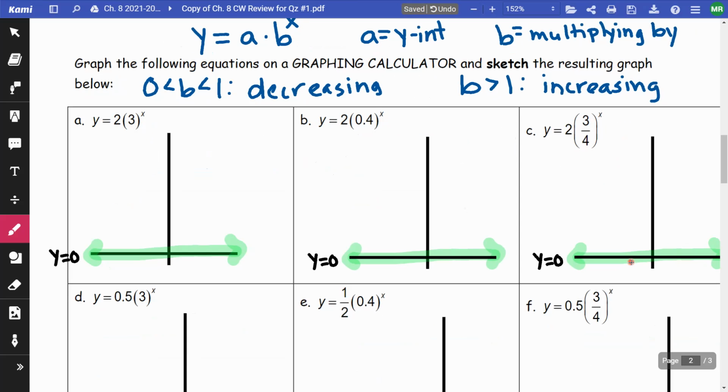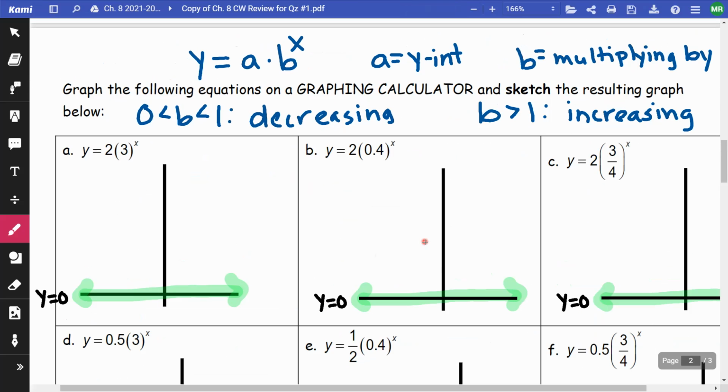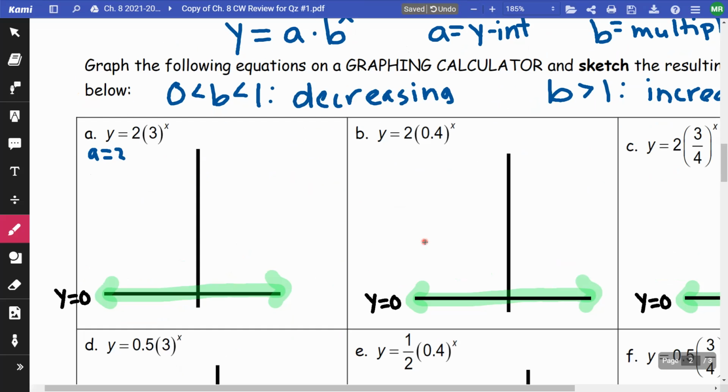So when I'm looking at this, I see that here my 2 is in front of my 3 to the power x. In this case, my a is 2. And if my a is 2, let me just jot this down, if my a equals 2, that is going to be my y-intercept. So what I'm going to do is come to this graph and put a dot here. I'm not going to scale this because we're just sketching, and this is how you're going to do it on the quiz. And I put the number 2 here because I want to know where it is.